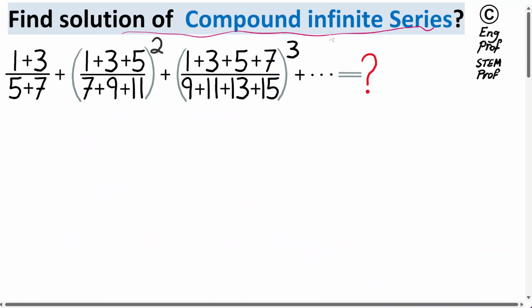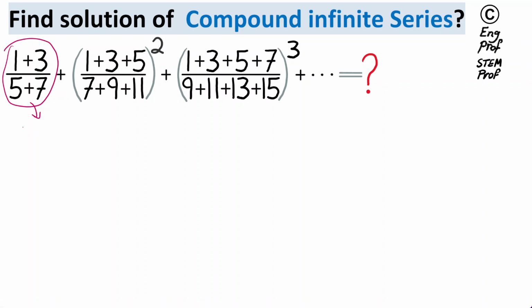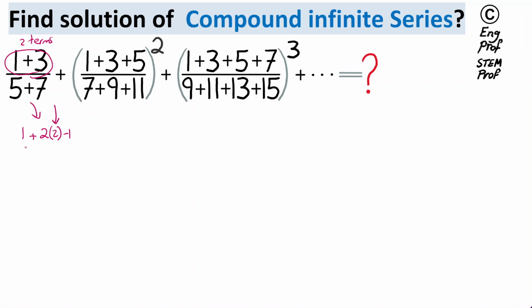There is a quick trick to utilize the properties in the numerator and denominator in the first term. If you focus on this first term, there is 1 plus 3 in the numerator divided by 5 plus 7 in the denominator. So I can write it as 1 plus 3, and remember that 3 is just 2 times 2 minus 1. The most important thing is we have 2 terms in the numerator and 2 terms in the denominator effectively, and that 2 appears here as well. In the denominator, I have 5 that I can write as 1 plus 4, and I have 7 that I can write as 3 plus 4.